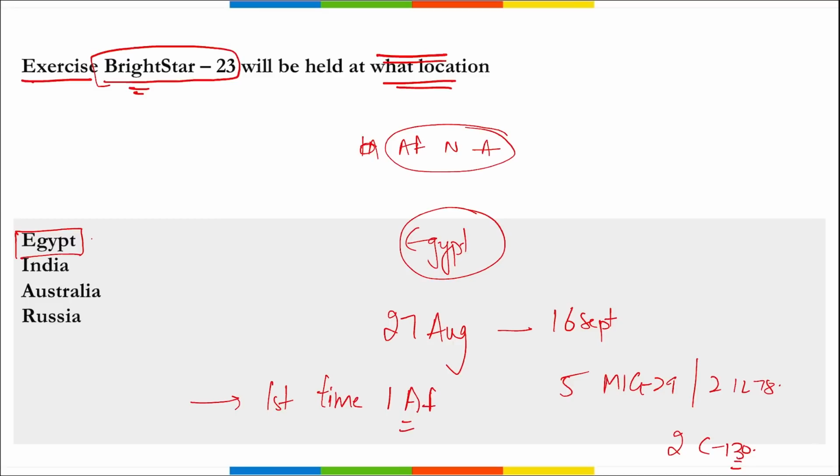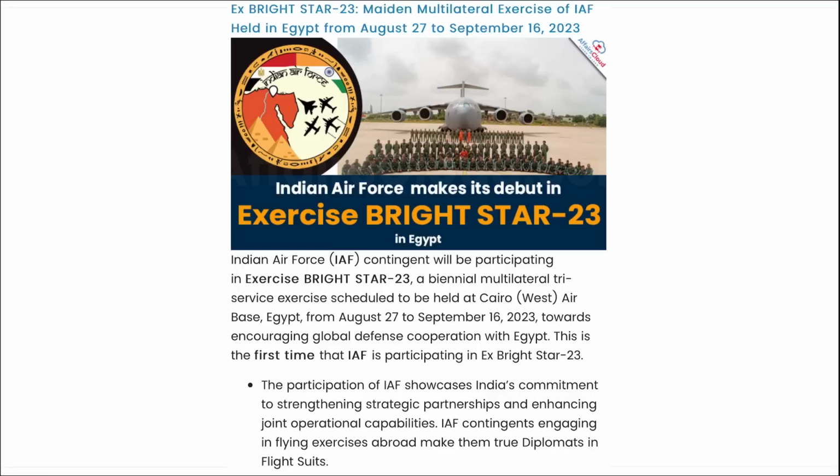Then this exercise will also see the participation of the contingents from the USA, Saudi Arabia, Greece and Qatar. So this exercise Bright Star, is being held in Egypt, and it is for the first time that Indian Air Force will be taking part in this exercise. Here you can see exercise Bright Star. It was a maiden multilateral exercise of Indian Air Force held in Egypt from 27th August to 16th of September. And this is for the first time that Indian Air Force is participating in this exercise Bright Star 23.